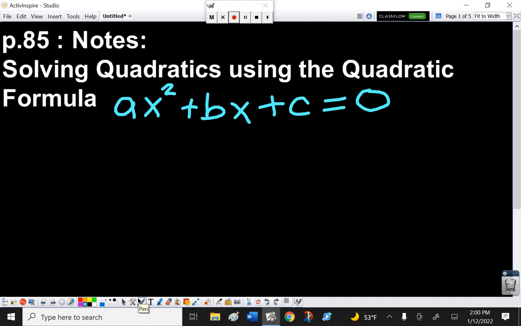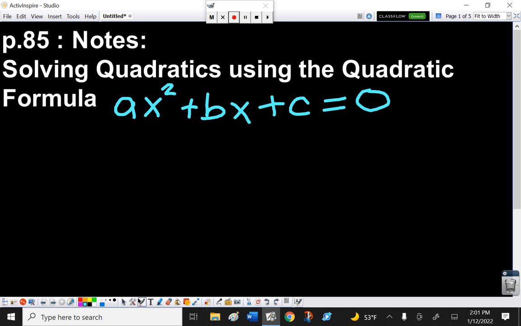Hello ladies and gentlemen, and today we're going to be solving quadratics using the quadratic formula. Now we've been spending a lot of time solving quadratics. We solved it by factoring, then we solved it by actually doing opposite operations. Now ladies and gentlemen, there is an actual formula that you can plug numbers into to get the answers or the solutions to a quadratic.